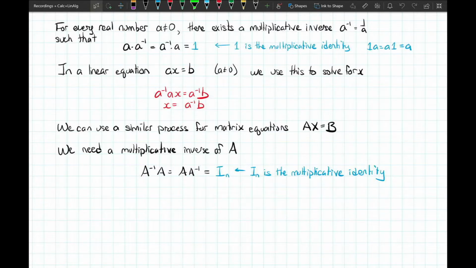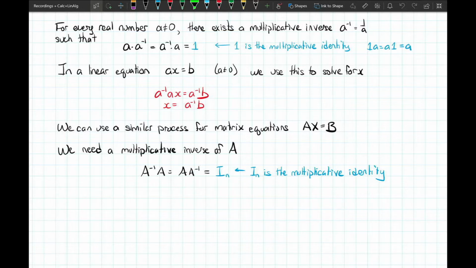To solve a matrix equation Ax = B, the multiplicative inverse of A is going to have the same kind of property as the multiplicative inverse of a real number. We need to have an inverse A^-1 such that A inverse times A, or A times A inverse, is equal to the identity. And in this case, we're not talking about the number 1, we're talking about the multiplicative identity, 1s across the main diagonal and 0s everywhere else.